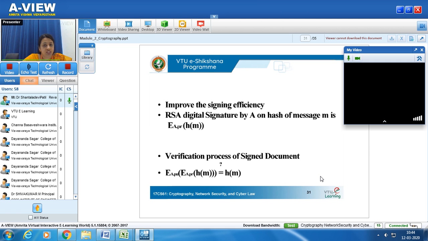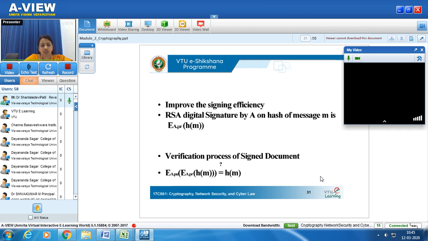Why are we doing this? Because the size of the message is very huge at times, but when you hash it, you get a fixed size. The hash value is always of fixed size. So encrypting that is easier than encrypting a large message. So we are performing this operation.